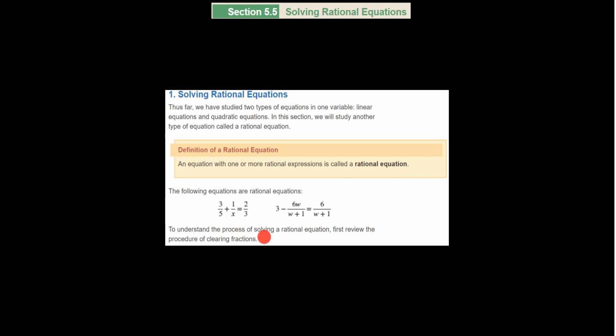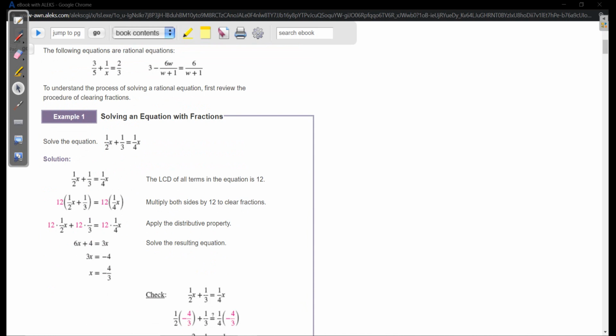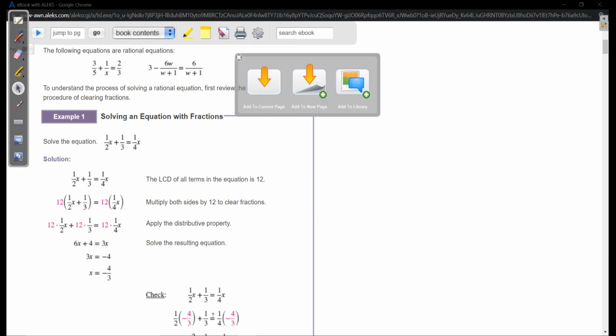So to understand the process of solving a rational equation, first review the procedure of clearing fractions. We did this last week, clearing fractions, and we're going to do that again here. We clear fractions because it's so much easier solving any sort of equation as if they're not in fractions, and this is definitely something that you've done in your math courses for a long time.